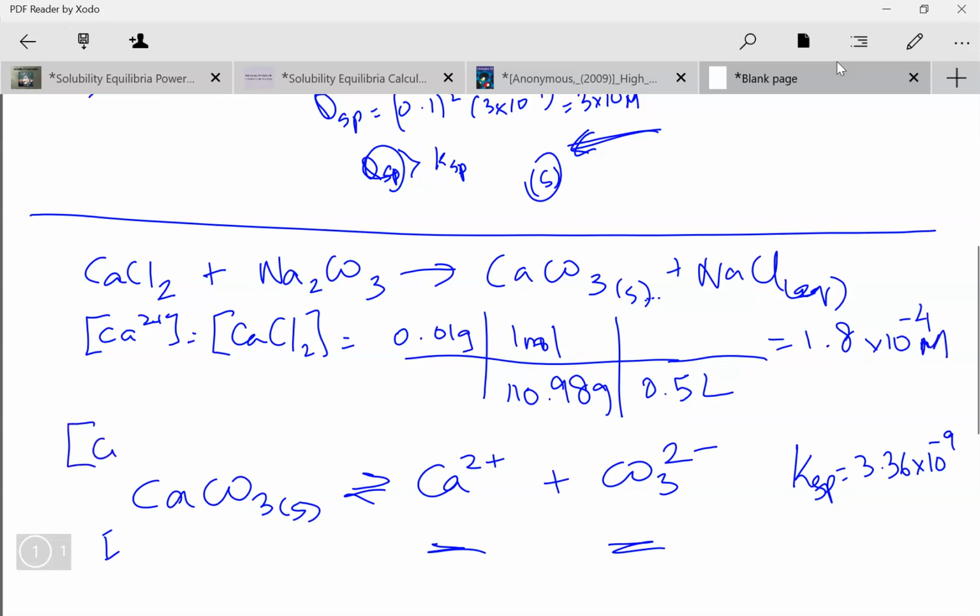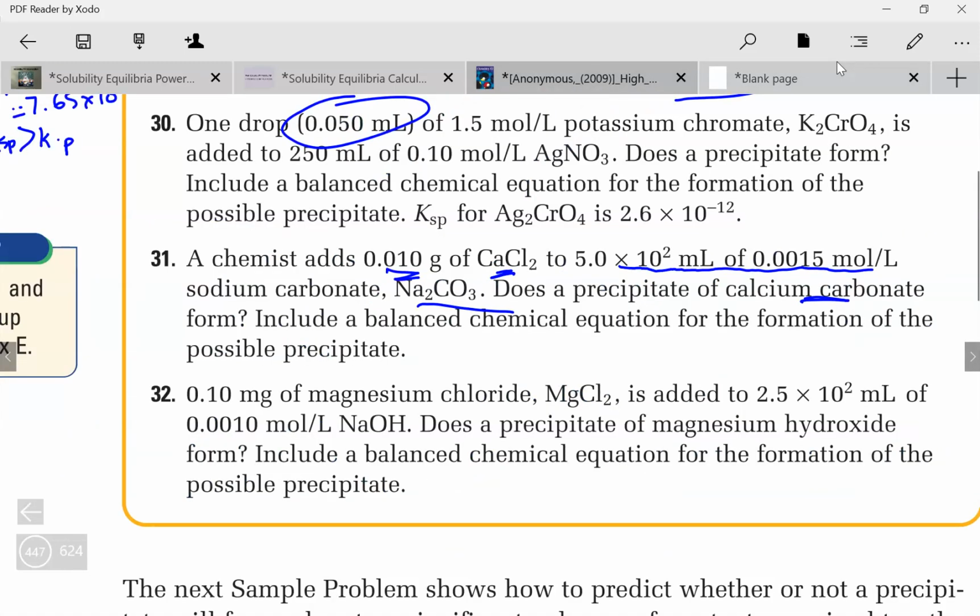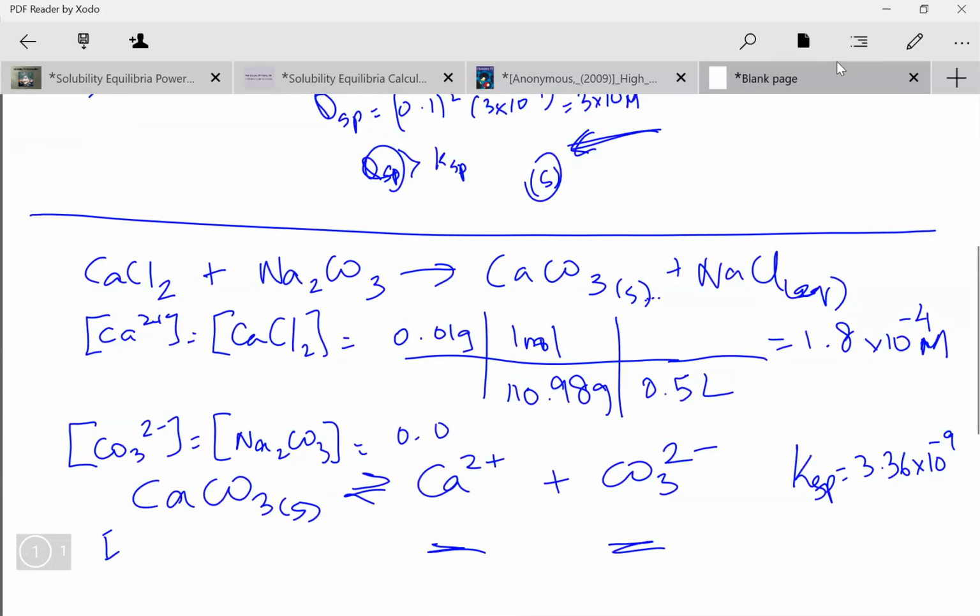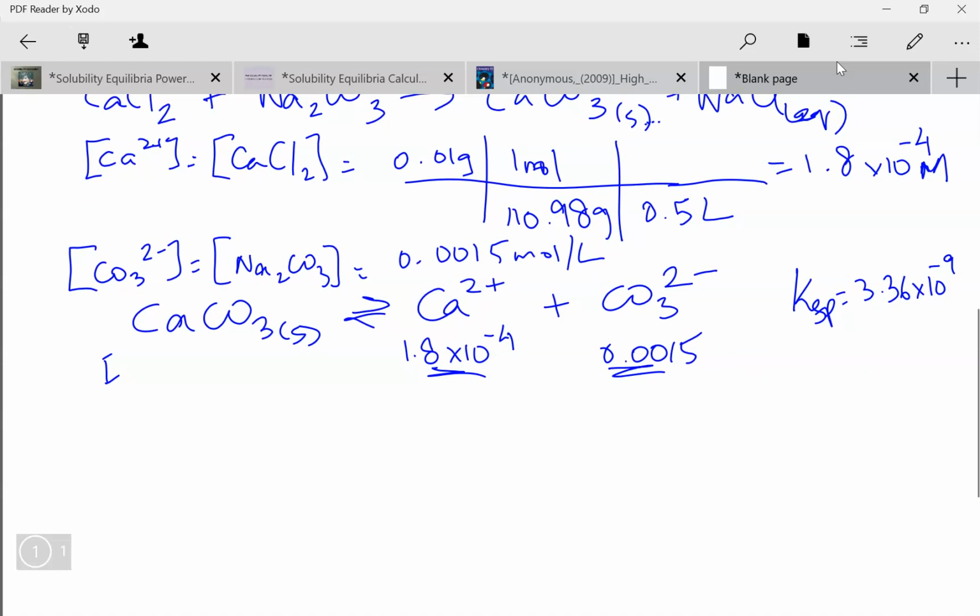And I will find my concentration of carbonate, which equals the concentration of sodium carbonate, which is basically equal to 0.0015 moles per liter. And that doesn't change, really. So my calcium here is 1.8 times 10 to the negative 4, and carbonate is 0.0015. To calculate QSP, I just have to multiply these because there are no coefficients here, so there's no power.